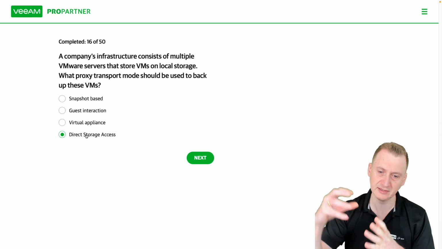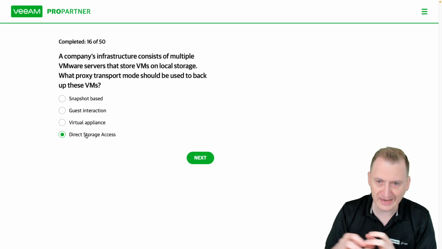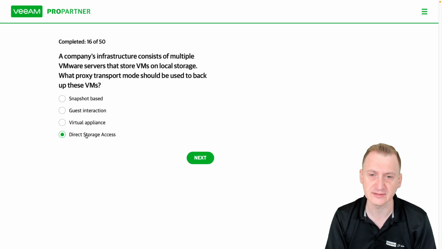Because that means taking some other server than the host itself to access the storage, but I can't do that because it's local storage. There's no way to do that.